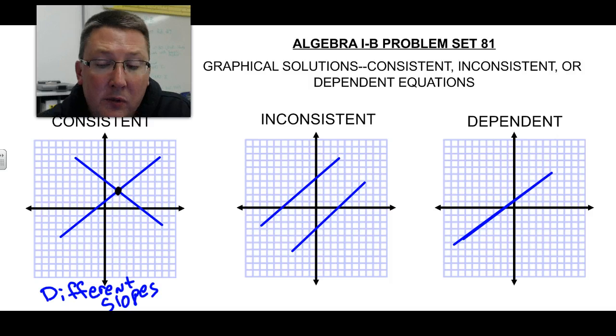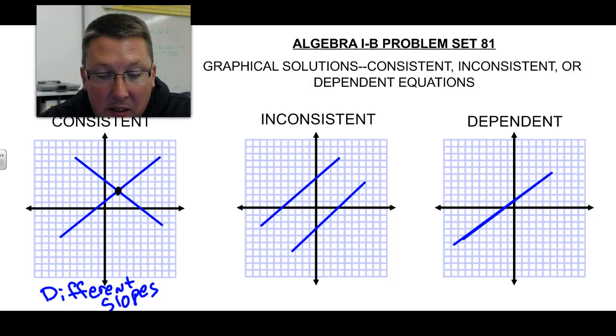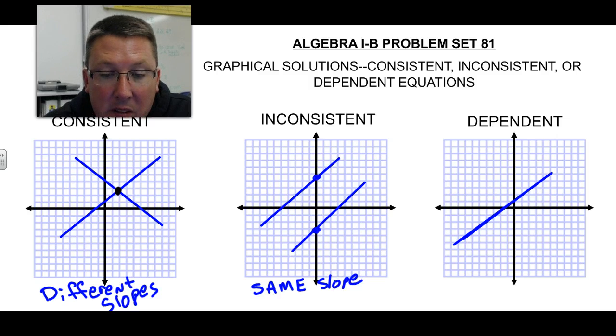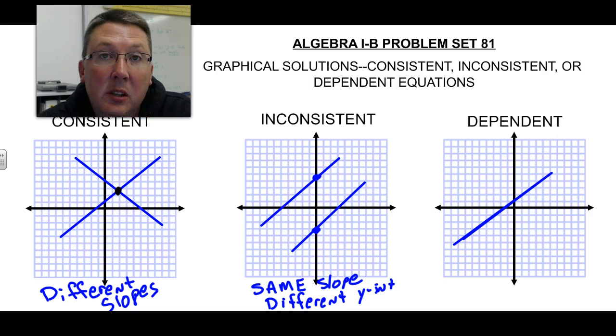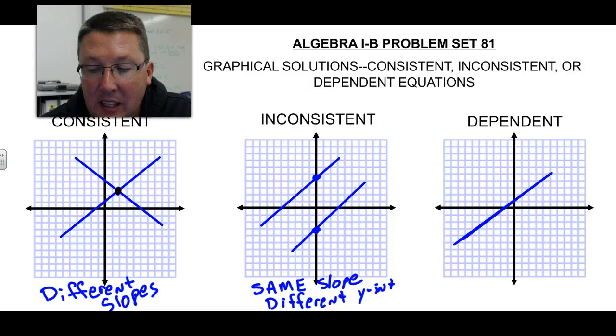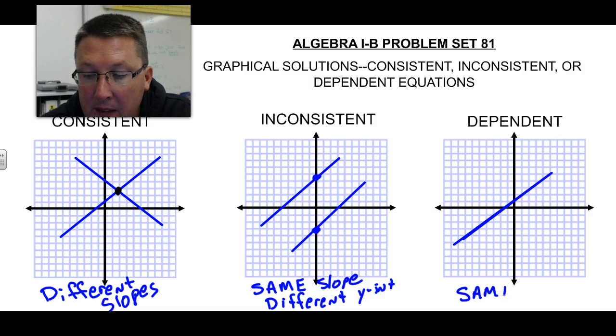Okay? In order for two lines to be parallel, their slopes have to be exactly the same. So inconsistent equations have the same slope, but notice they cross the y-axis in different places. So they have the same slope, but they have different y-intercepts. Okay? On the consistent equations, they could possibly have the same y-intercept, but their slopes have to be different. Then dependent equations. These two are exactly the same line. So everything about them is the same. Same slope, same y-intercept. Okay?